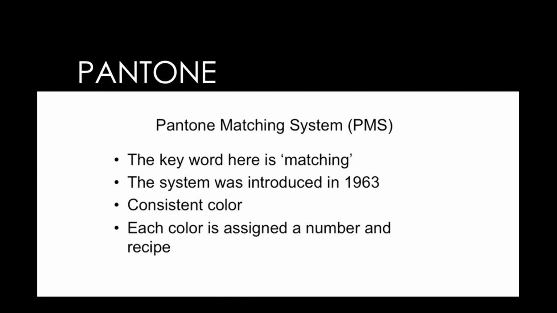So in 1963, this system was invented, and it was to make the colors consistent, like for companies like IBM who want a specific blue, or Tiffany who wants a specific blue, or Texas Tech who wants a specific red. And consistency, no matter where they got something printed, it would be the right color. So each color has been assigned a number, and there is a recipe along with that color.